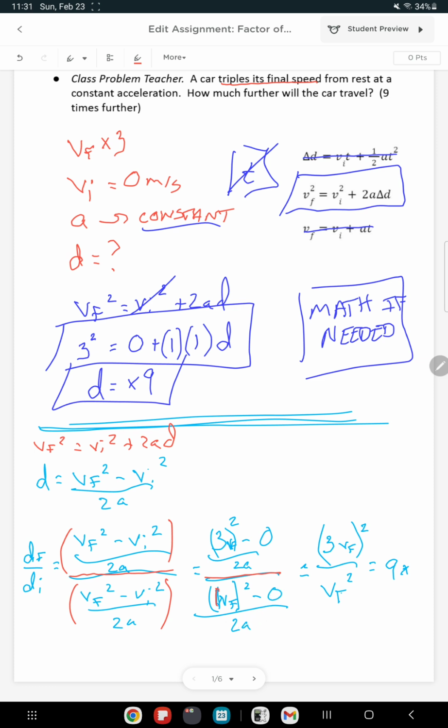Now it's a little bit of math. The zeros go away, and then that's what was happening in our rules, right? Anything with 0 went away. The 2A divided by 2A, you're going to end up canceling that out. And what you're going to end up with is 3VF squared over VF squared. The VF squareds cancel out, and you're left with 3 squared, which is 9, which is exactly what we got up here. It's just a shortcut for you. Let me know if you have questions.